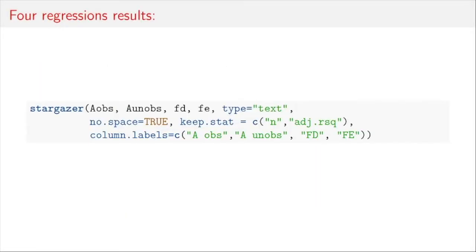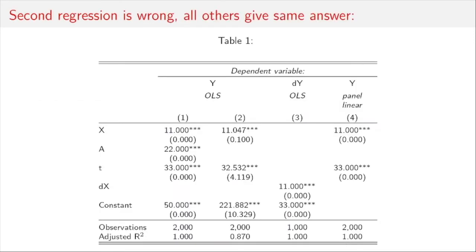This is the code to produce our table. I use the Stargazer package here. I'm leaving this on just so you can read it for a few seconds. This is what it produces.